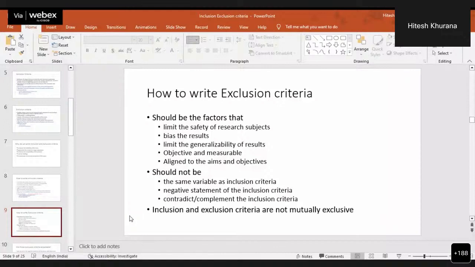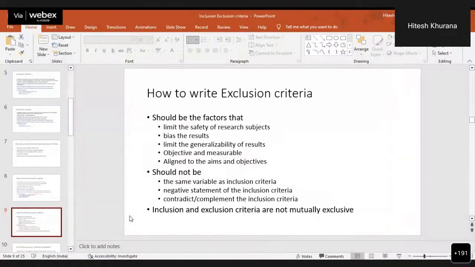That if the person is included in a drug trial and the person is pregnant or the person is a child, that seriously puts a lot of problems for the research team to ensure the safety of the person. And if the person is not improving because of these two kinds of attributes, then it may also bias the results. And it will ultimately limit the generalizability, and because of that, we will be having difficulty in interpreting the results.